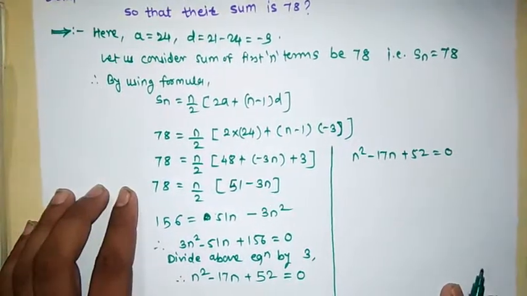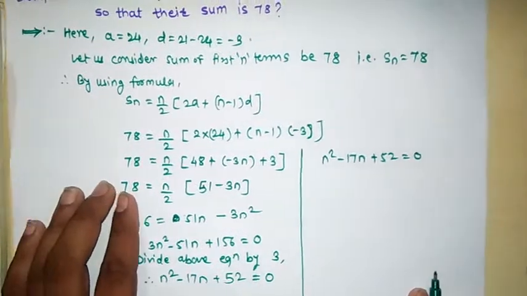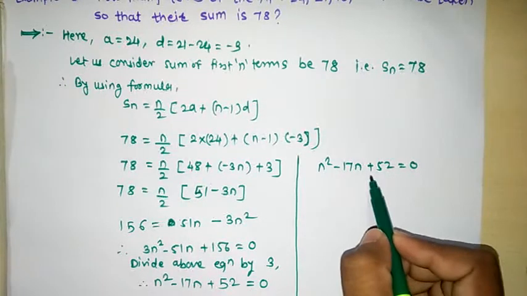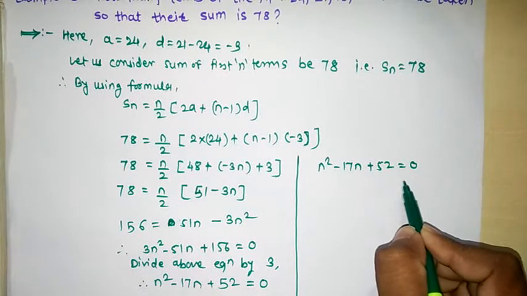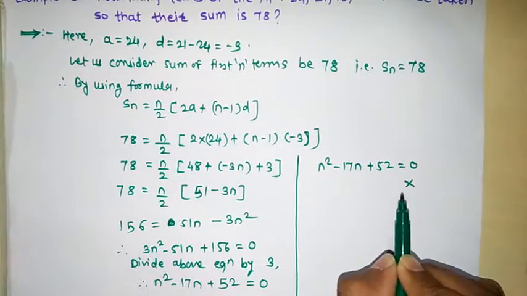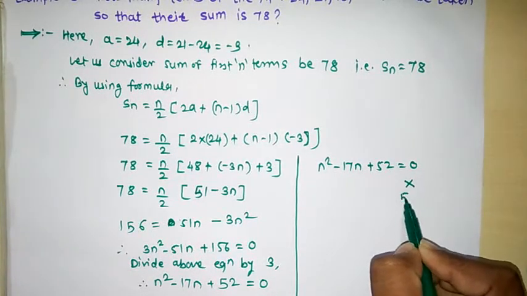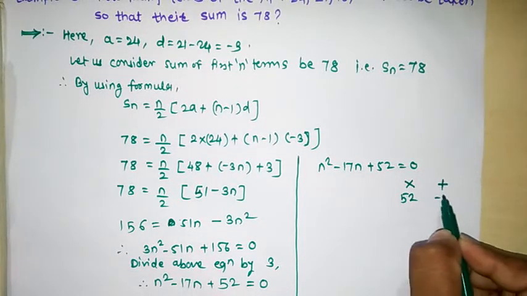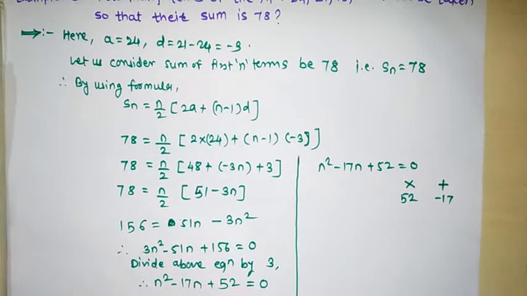By the splitting the middle term method, you can easily find the solutions of this quadratic equation, that is the value of n. See here, what is the multiplication? Here the multiplication should be 52 and the addition should be minus 17.